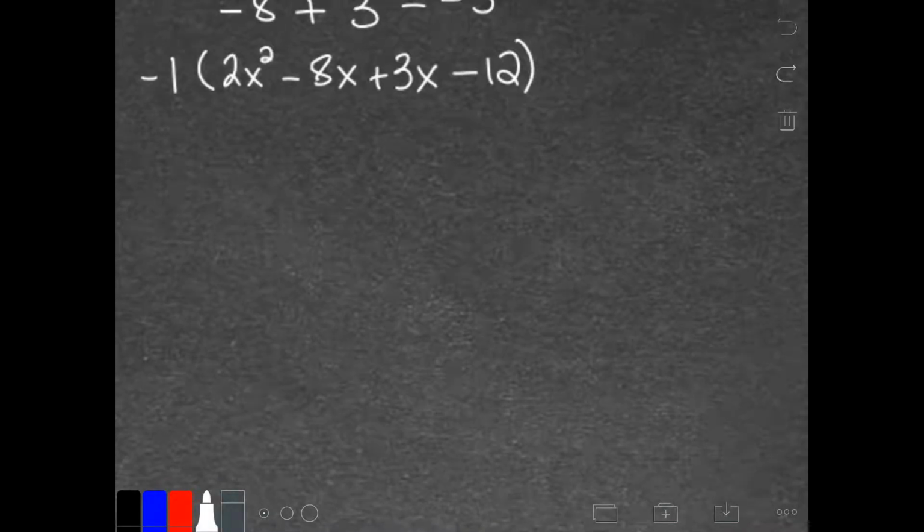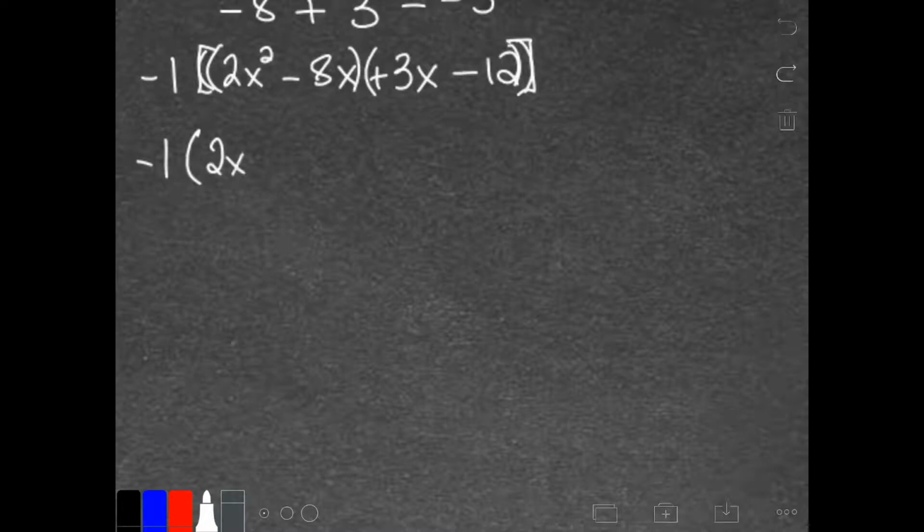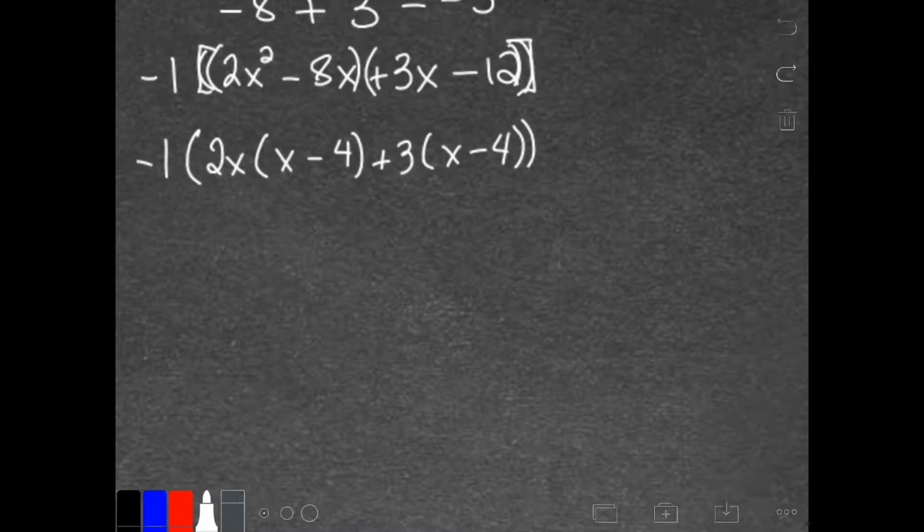Let's go ahead and group. So I'll turn my parentheses into brackets and then group with parentheses. Remember, the negative 1's still going to hang out front. And what am I going to get? Well, what can I factor out of 2x squared and 8x? Well, I can factor out a 2x. That'll leave me with x minus 4. And what can I factor out of 3x minus 12? Well, I can factor out a 3. And that will leave over an x minus 4.